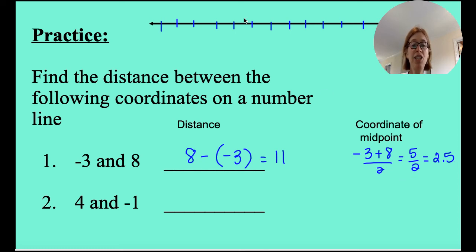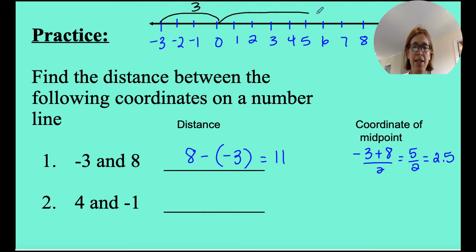So the coordinate of the midpoint would be 2.5. Let's test it and make sure. Here's -3, -2, -1, 0, 1, 2, 3, 4, 5, 6, 7, 8. Let's count the length. The length to 0 is 3 units. The length to 8 is 8 units. Add them together, you get 11. Check. Now, I'm not going to be able to do this every time because I'm using really small numbers. If you have a number line and you're looking for the distance between like -17 and 251, you really want to think about what it means to get distance, the average, or the coordinate of the midpoint.